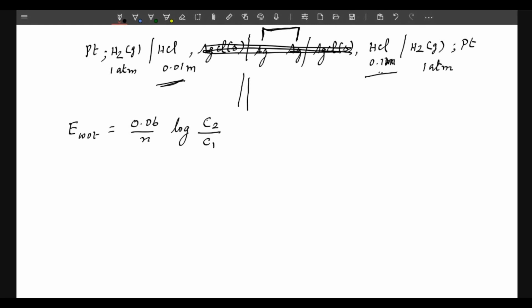I will tell you: take half hydrogen giving H plus. Therefore, it is a one-electron release process. Therefore, one mole of HCl would be there, here also one mole of HCl, and here the species is half H2. Therefore, it is a one-electron process. So in finding the quotient, you are not going to use C2 power 2 or C1 power 1.